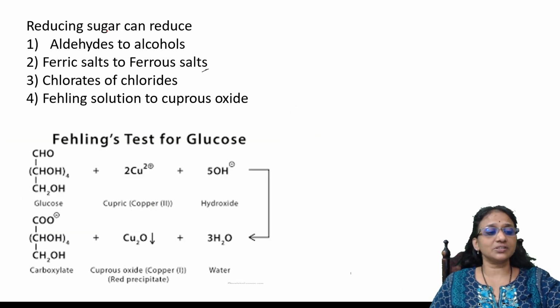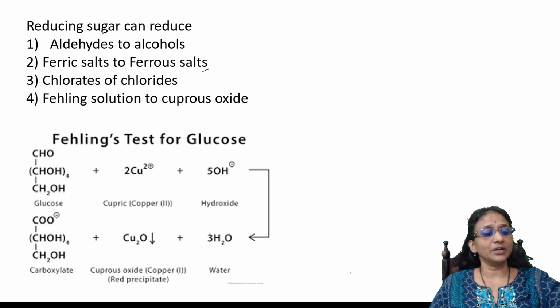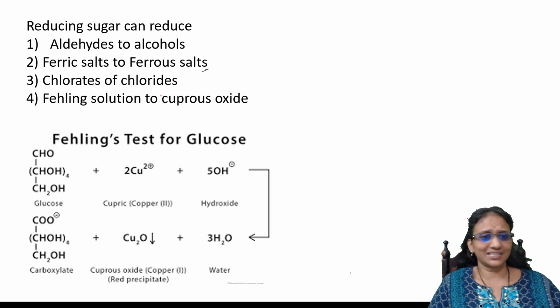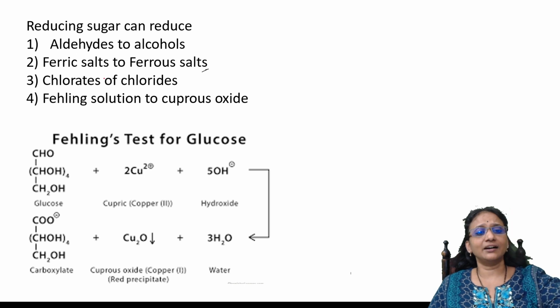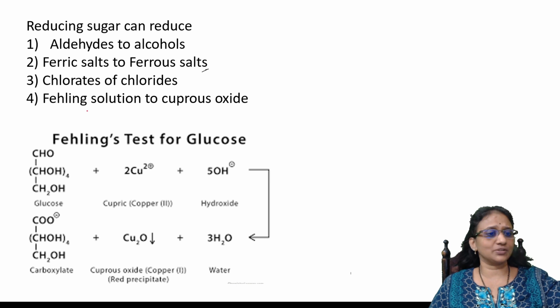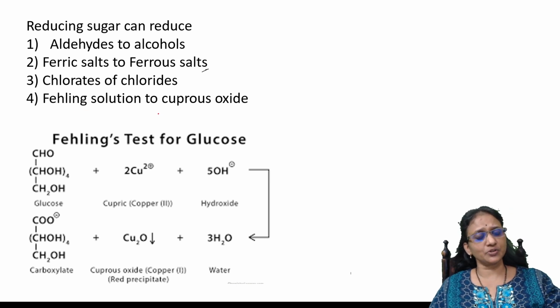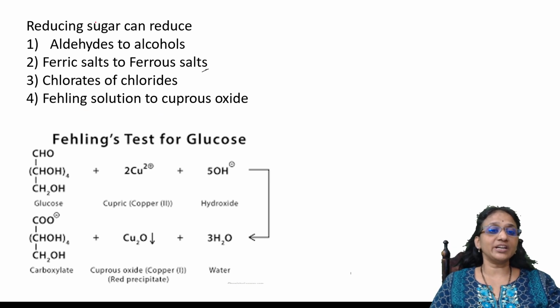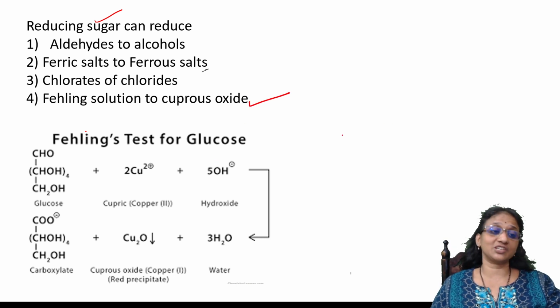The reducing sugars. Basically, if I have to tell you, reducing sugars can reduce aldehydes to alcohols, ferric salts to ferrous salts, chlorates to chlorides, and Fehling's solution to cuprous oxide. Fine, students. So reducing sugars are those which can reduce Fehling's solution and Tollens' test reagent to the respective precipitates. Remember, I have given you an example.